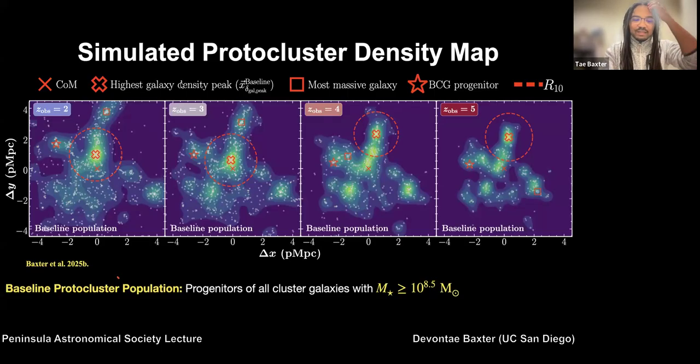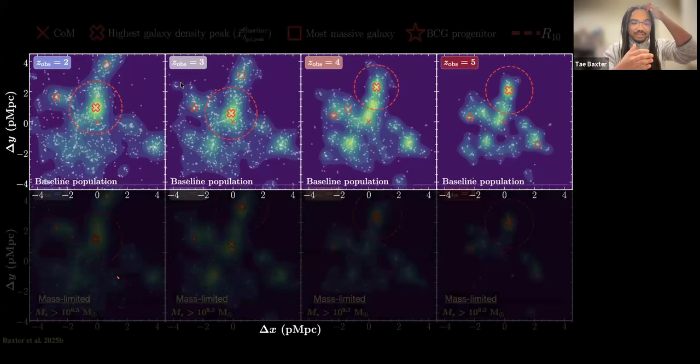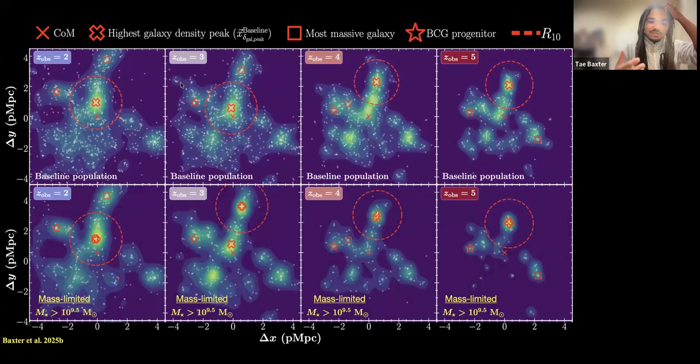So the cool thing about simulations, and why I like to use them to try to understand our observations, is that now I can degrade our sample. I have a baseline population that I know is complete, but then I can make it mass limited. When we go and observe these samples, we're not going to find the faint, low mass things. We're more likely to find the brighter, more massive things. And my study was asking, okay, if we're missing the faint things, how does that impact our ability to reconstruct the density field of the protocluster?